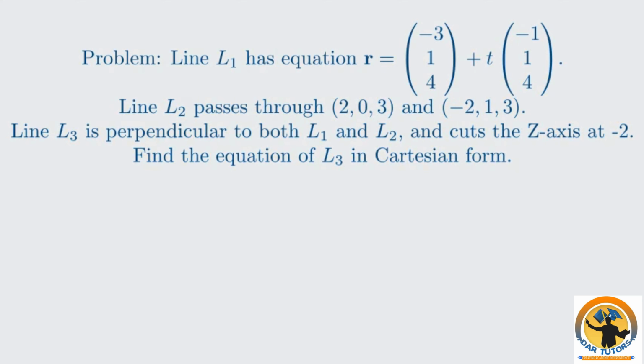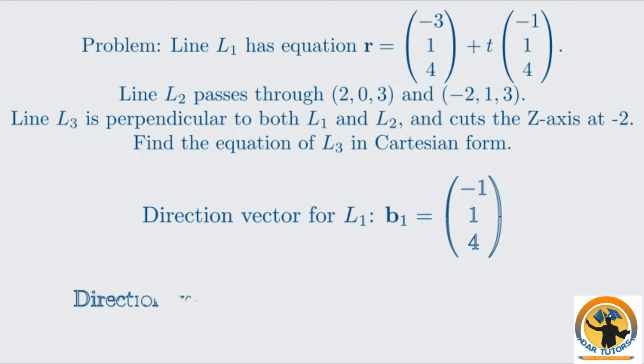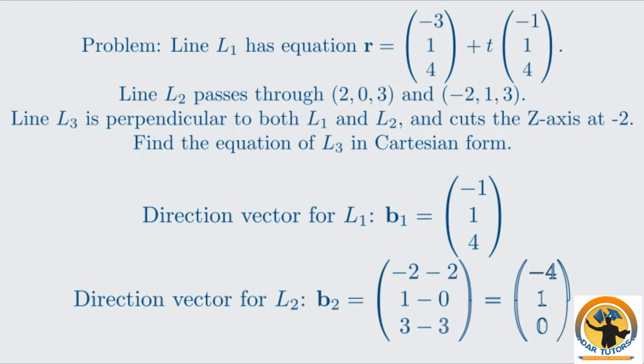First, let's find the direction vectors for L1 and L2. The direction vector for L1, B1, is given directly as (-1, 1, 4). For L2, we find the vector connecting the 2 points, which is (-4, 1, 0). Now, L3 is perpendicular to both L1 and L2. This means its direction vector, B3, must be perpendicular to both B1 and B2.